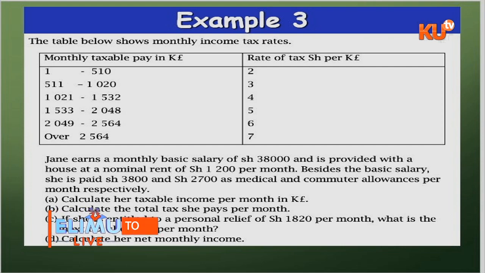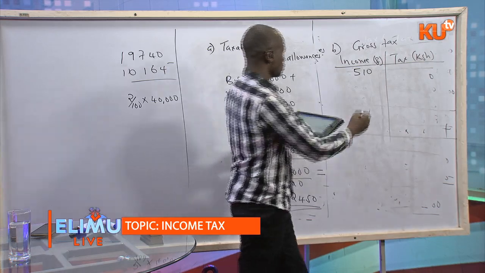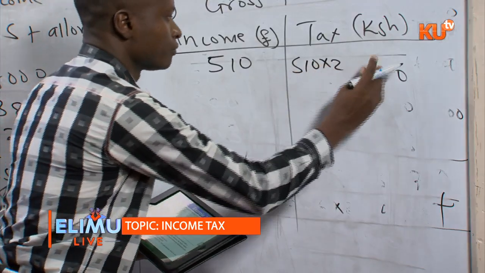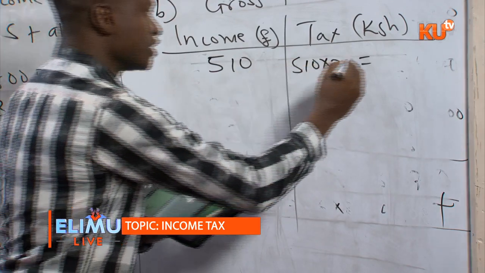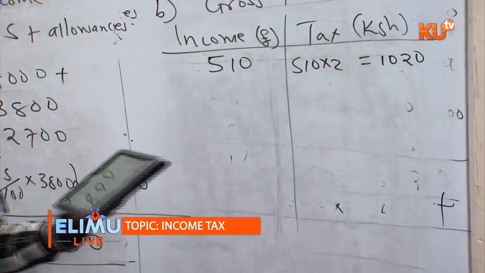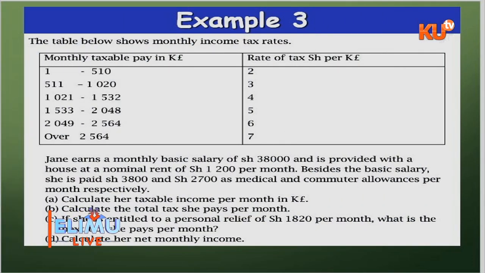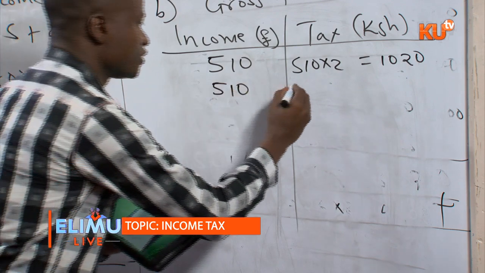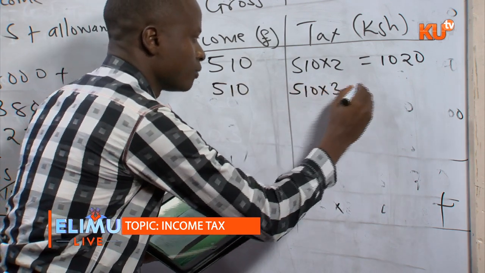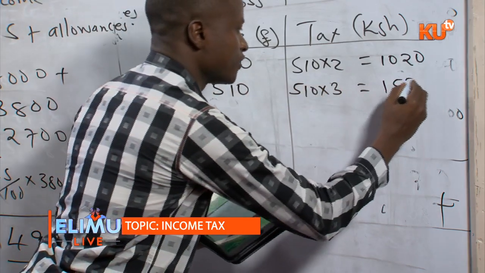So the first income, as you can see, is 510. We tax it at a rate of 2. That will be 510 times 2. What do you get? 510 times 2, you get 1020. Then the next one, you take 1020 minus 510. 1020 minus 510 gives you 510. Then we tax it at which rate? 3. So it's 510 times 3. What's the answer? 510 times 3 on your calculator is 1530.